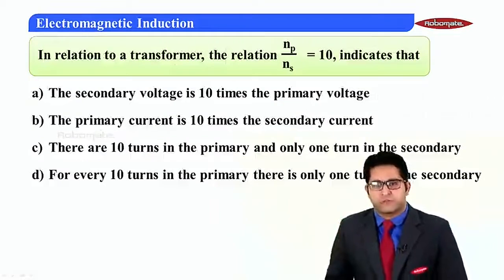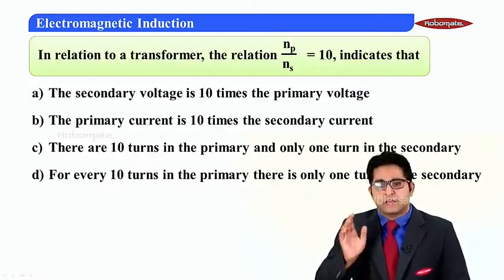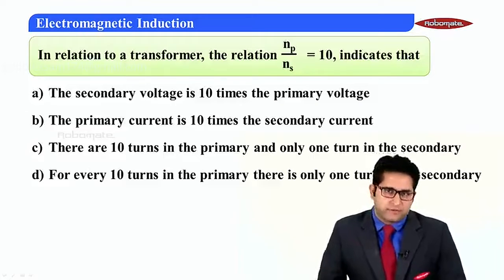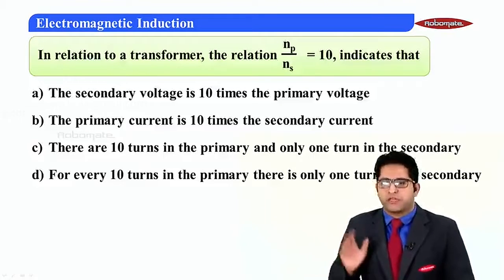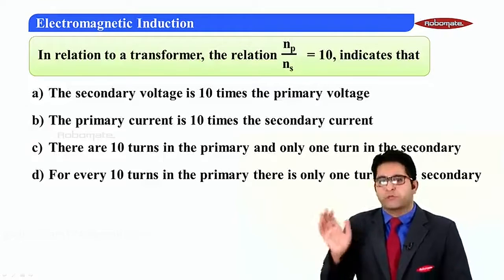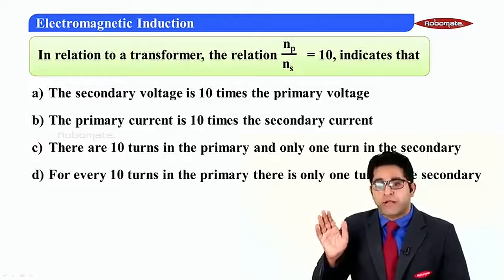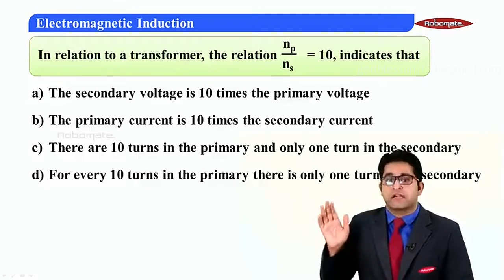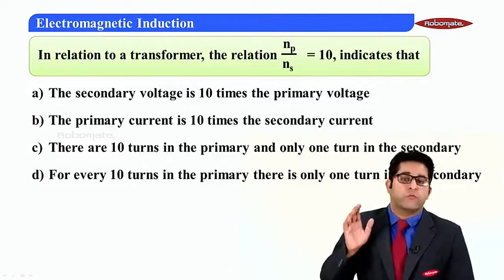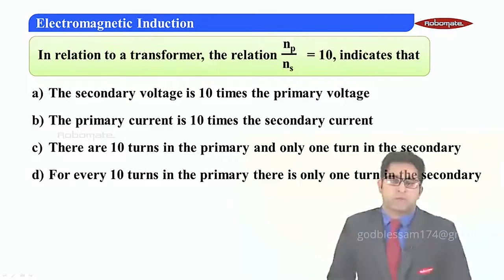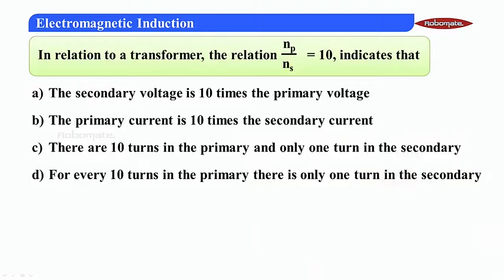Let us start with the third MCQ. It says in relation to a transformer, the relation NP upon NS, it is equal to 10. It indicates that option A, the secondary voltage is 10 times the primary voltage. Option B, the primary current is 10 times the secondary current. Option C, there are 10 turns in primary and only 1 turn in secondary. And last option, for every 10 turns in primary, there is only 1 turn in secondary.